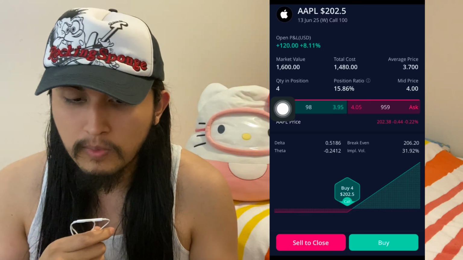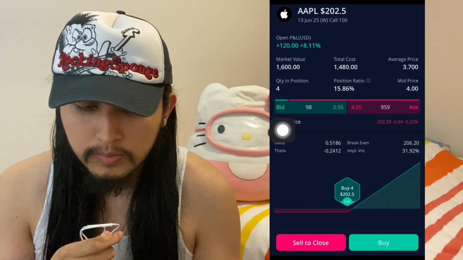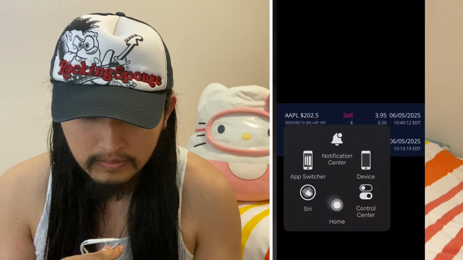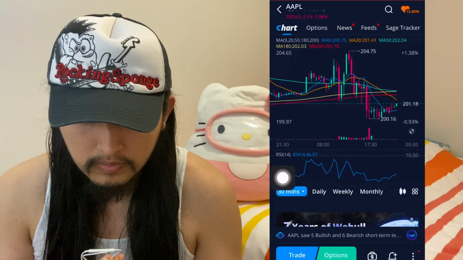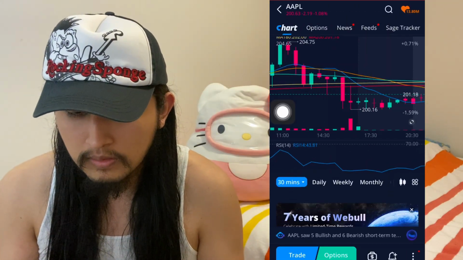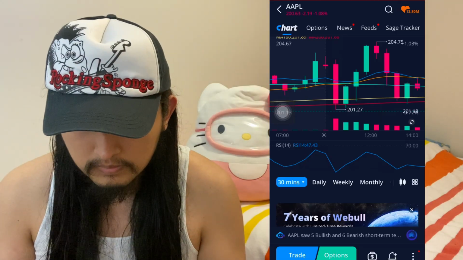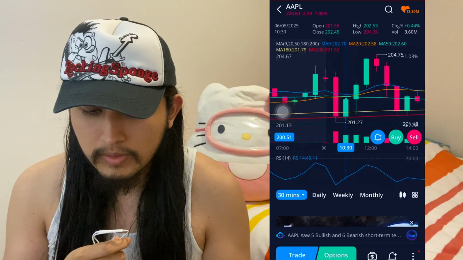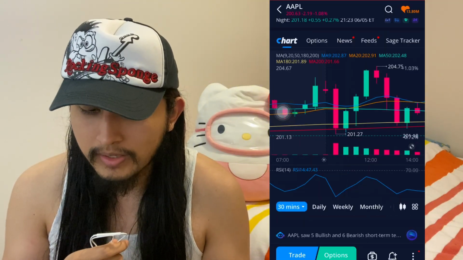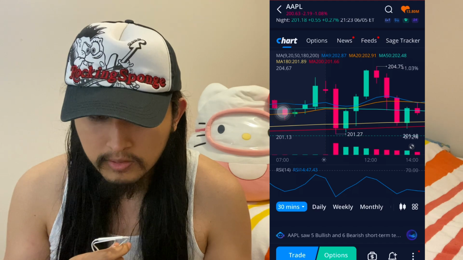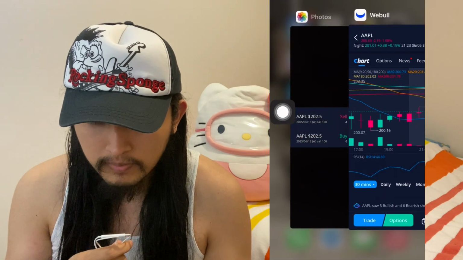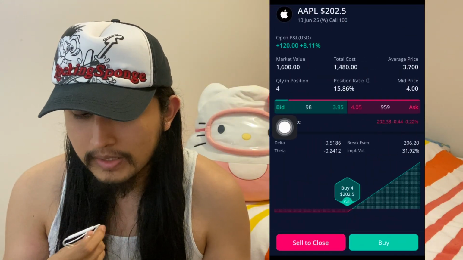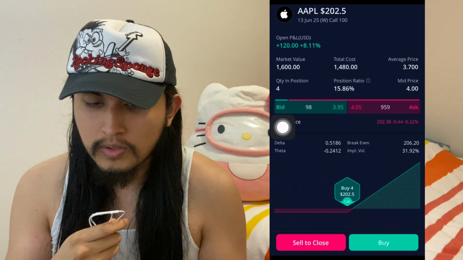So how did I make $120 trading Apple call options? Looking at Apple on the 30-minute time chart at 10:13, not this candle, but this candle. Basically what I did was I played Apple call options as soon as it landed on the 200-day moving average, waited for a bounce off the 200-day moving average, and once that happened at 10:40, I sold out the position, and that's basically how I made $120 trading Apple call options.